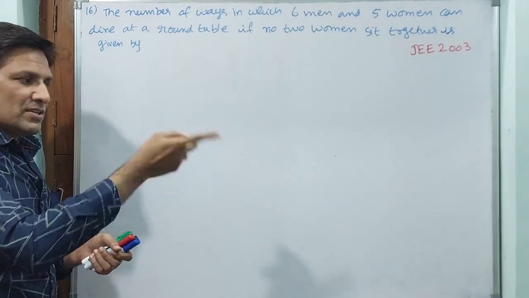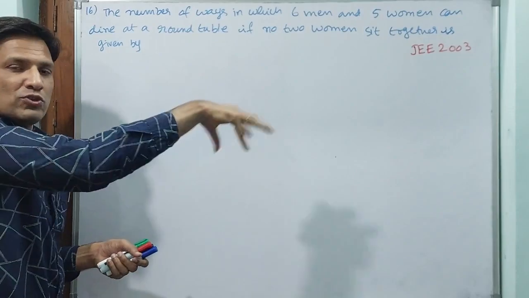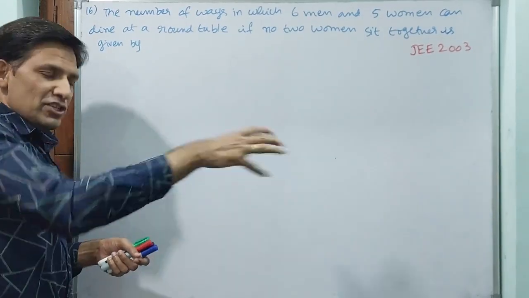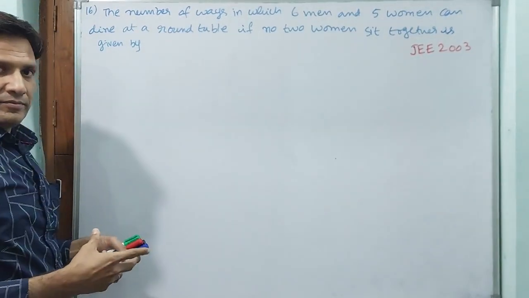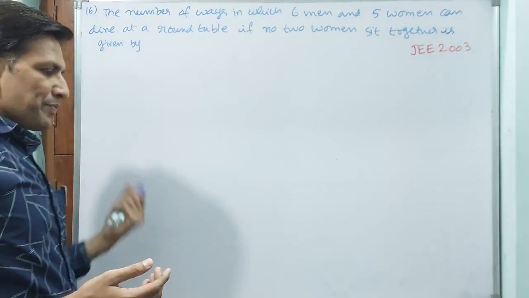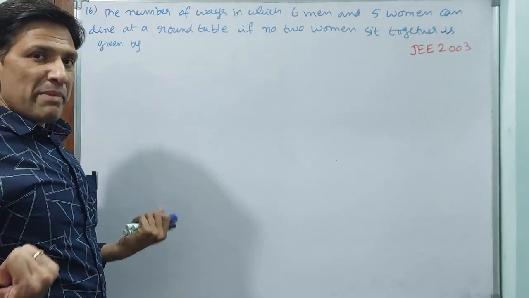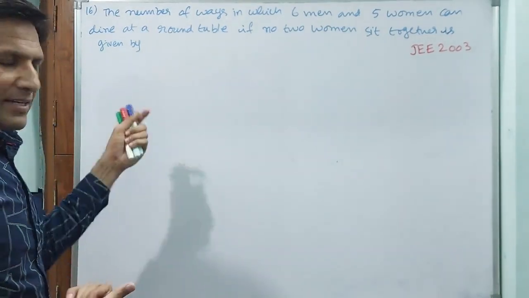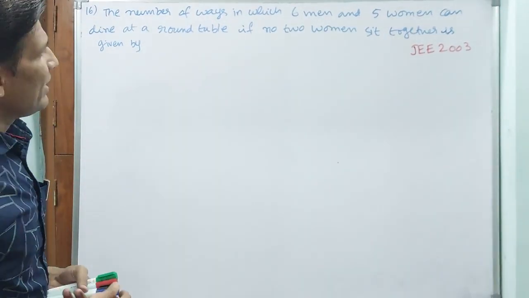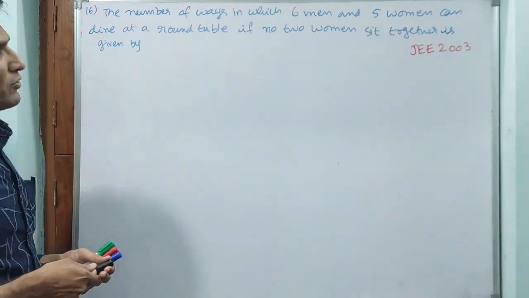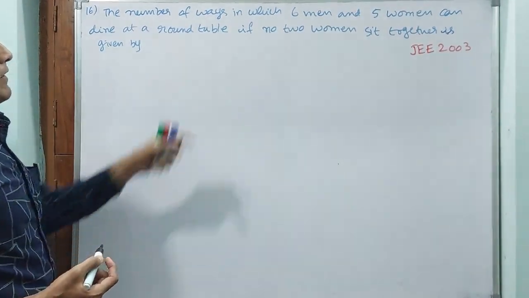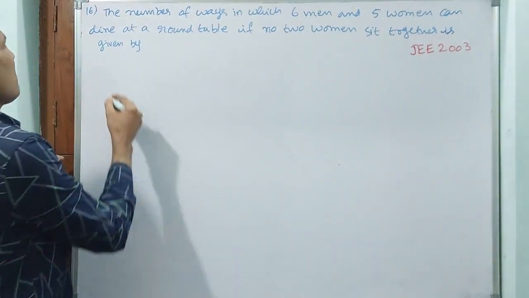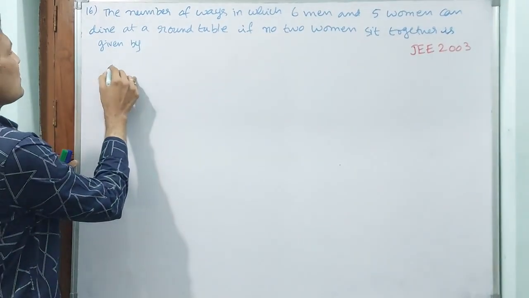What does this mean? That means 6 men should give 6 spaces. In 6 spaces, 5 women should sit. Okay? Every woman should have men only on each side. That means these two women should not sit side by side. That is the logic. Okay, we need not draw any figure. Let us proceed directly. First we will take 6 men, circular permutation.